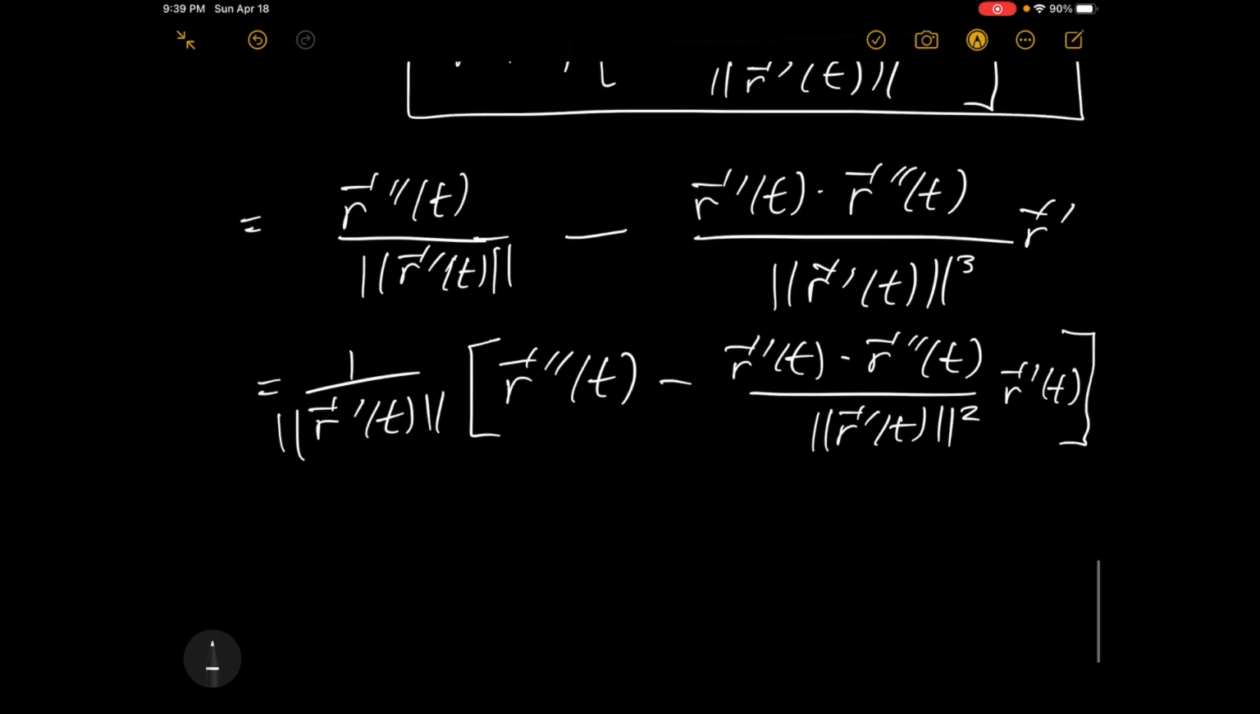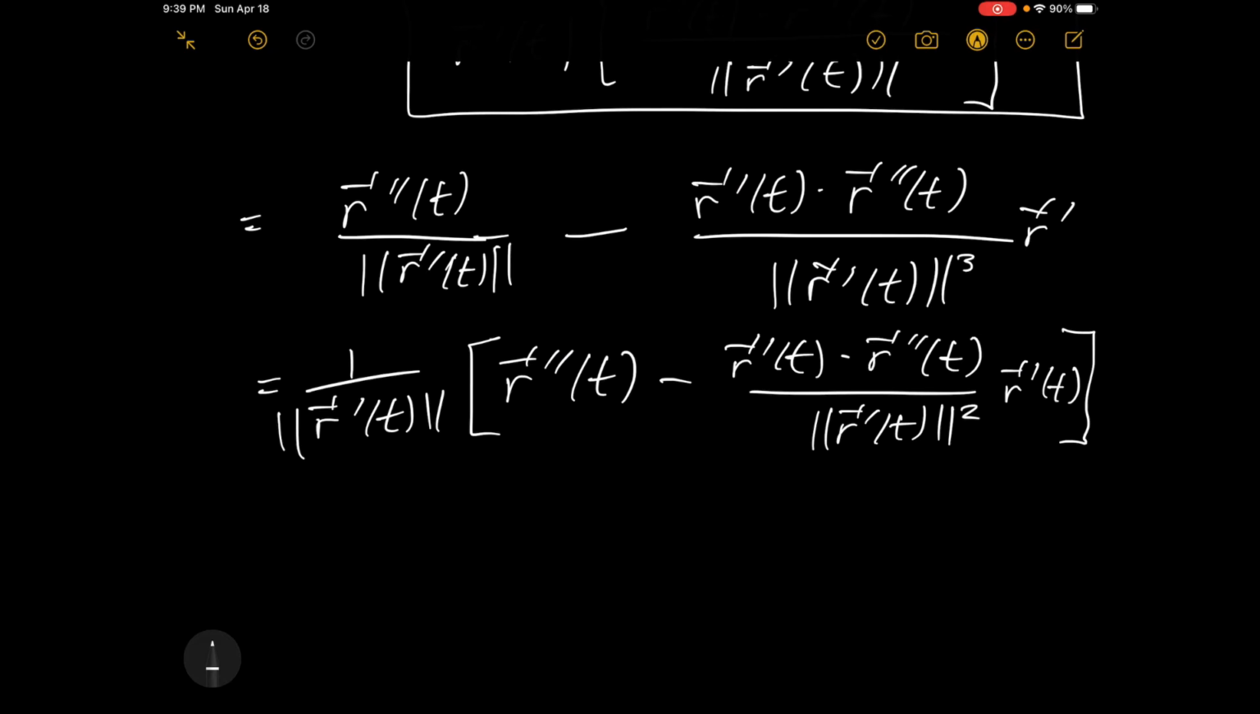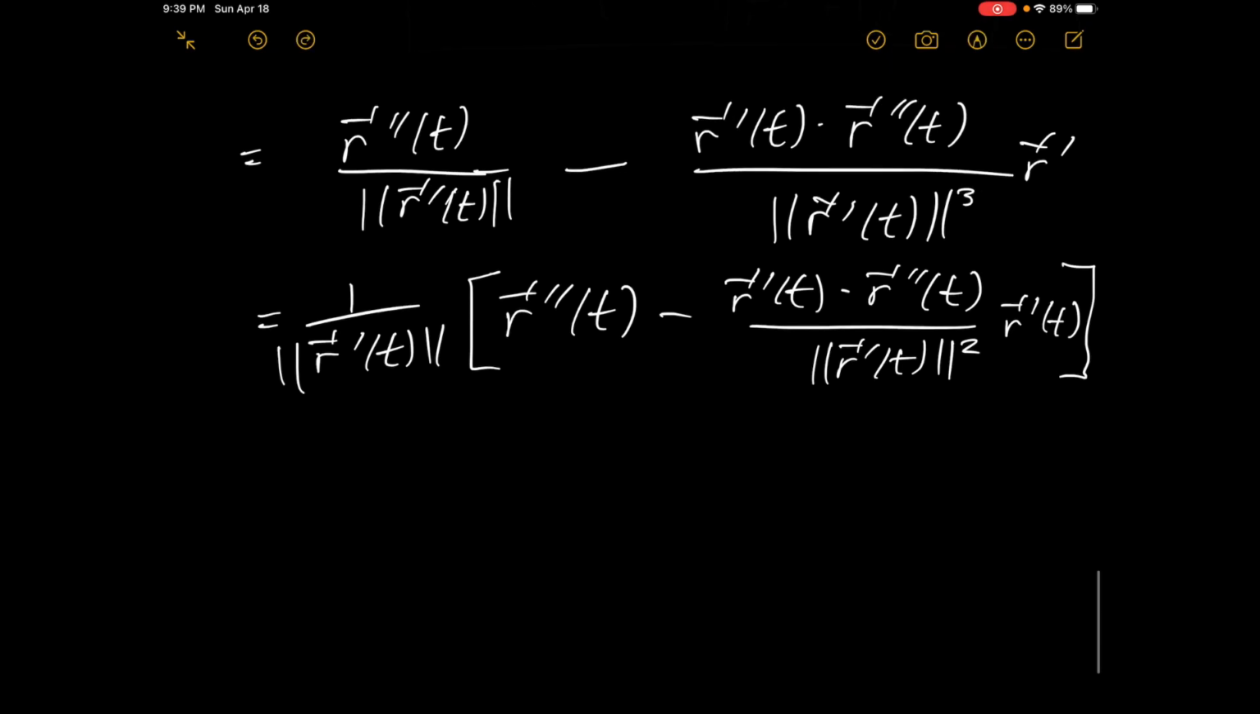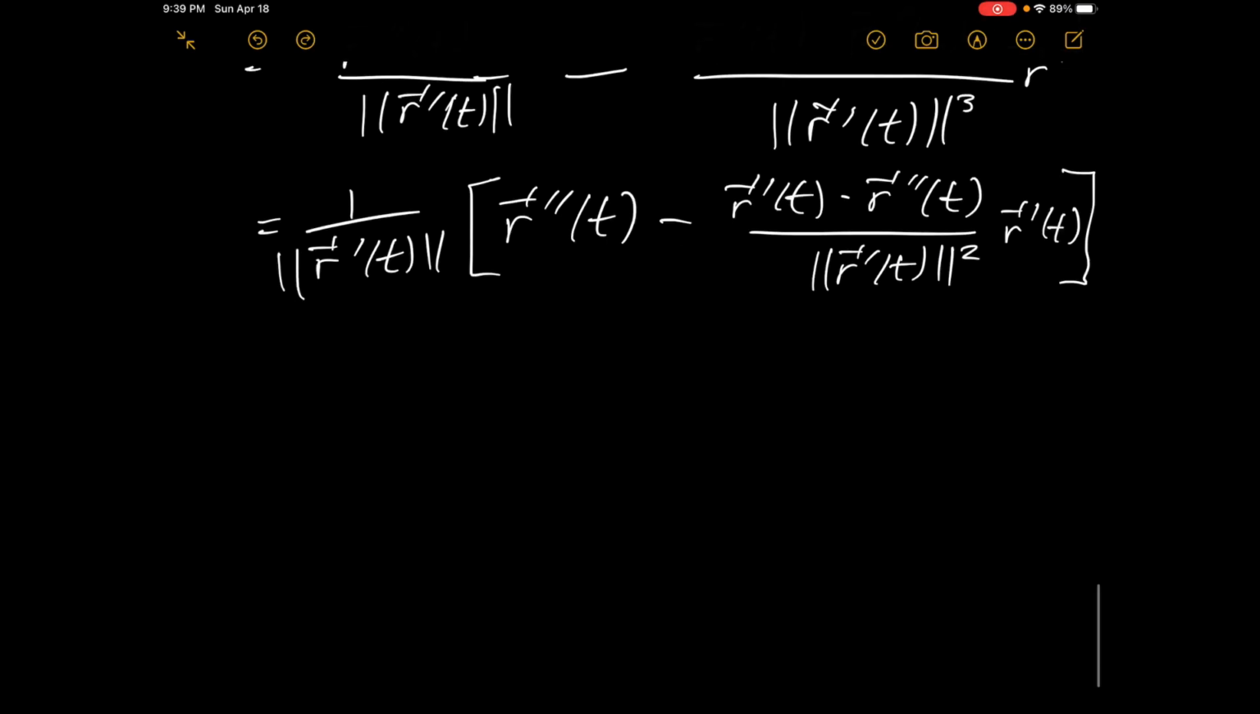And now let me explain why I factored out the 1 over r prime of t, the speed, in the first place. Well, this vector here is very interesting. The reason I say so is because this is actually the vector that is orthogonal to the projection of r double prime of t onto r prime of t. Okay, if you thought that was a little bit wordy, let me explain it with a diagram.